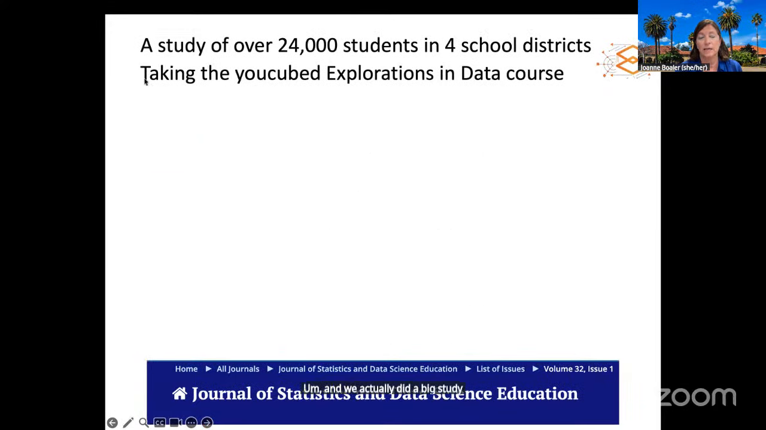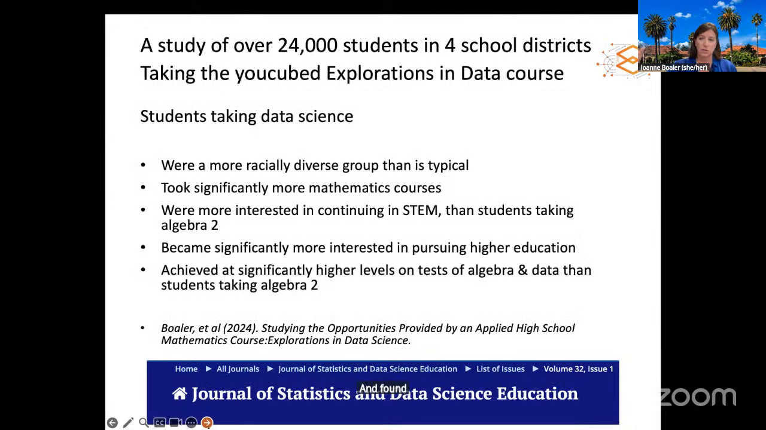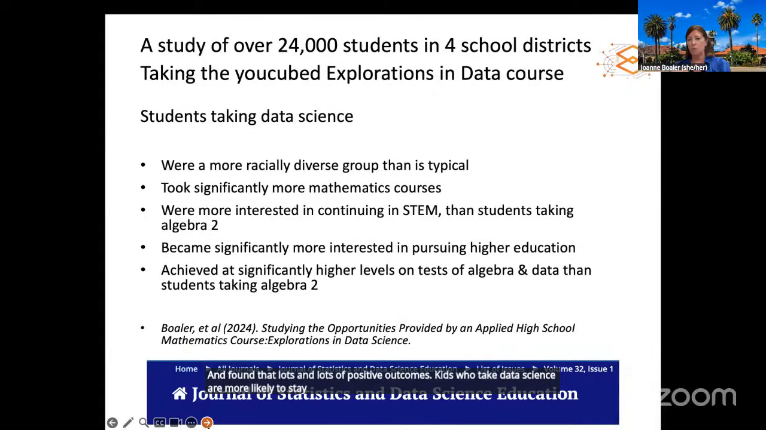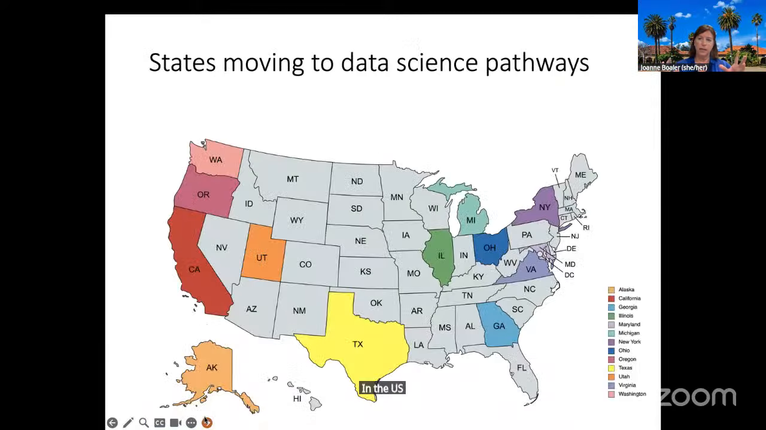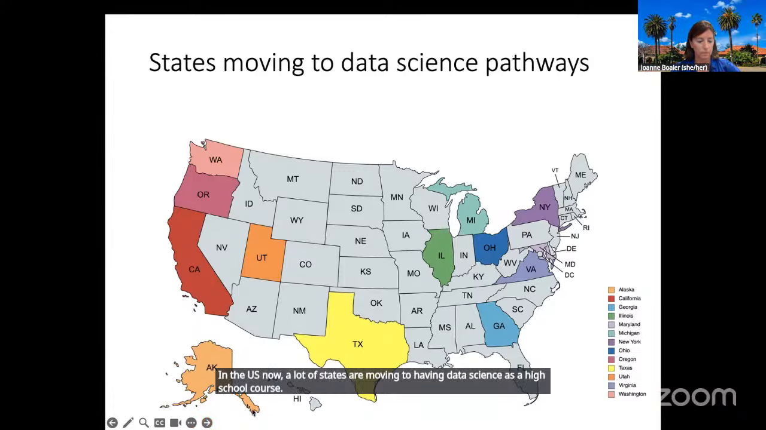And we actually did a big study of the kids taking this course, over 24,000 of them, and found that lots and lots of positive outcomes. Kids who take data science are more likely to stay in STEM. They take more maths afterwards. They do well in all sorts of different ways. And in the US now, a lot of states are moving to having data science as a high school course.